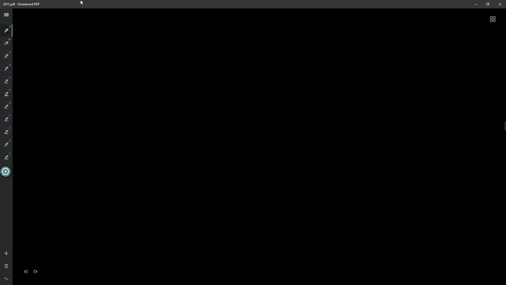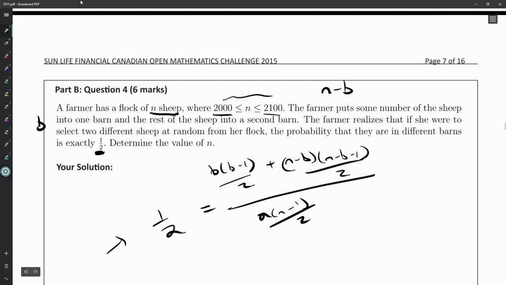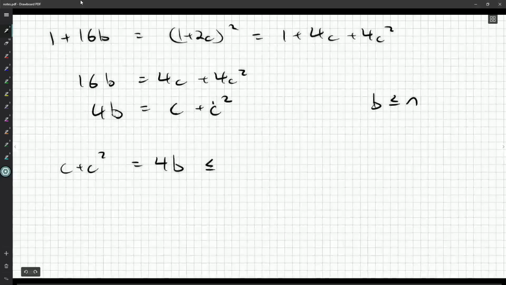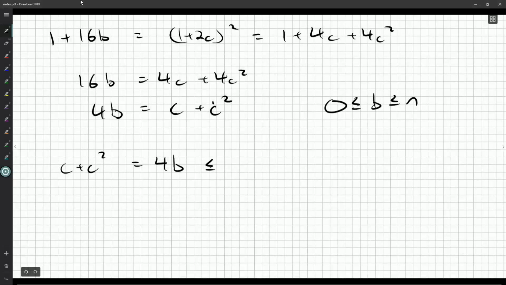And do they say they have to put some number of sheep in the rest of the sheep? Could we allow 0 sheep in one barn? Something to think about. But b is, I'm going to say, at least definitely between 0 and n, maybe strictly between them. But we'll see. We get 4n here. Okay. This might limit things, but let's see.